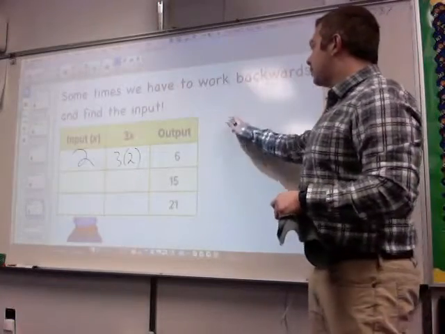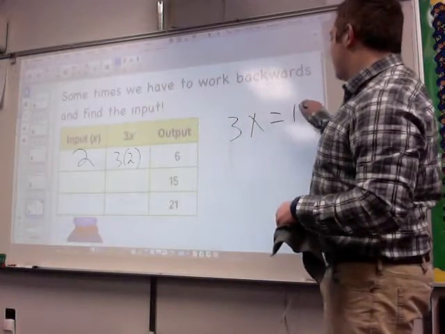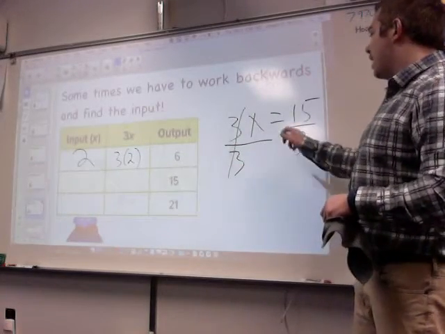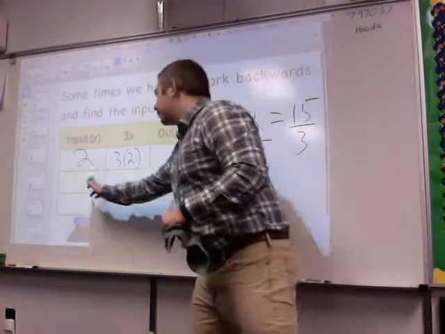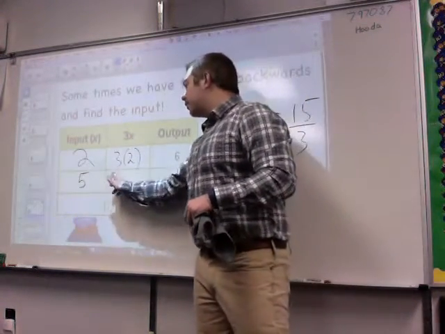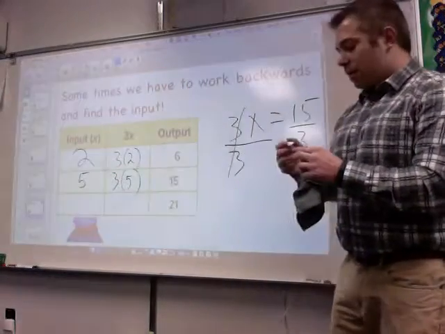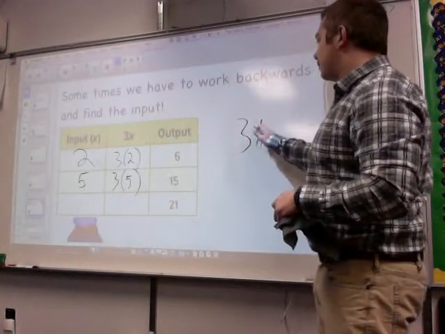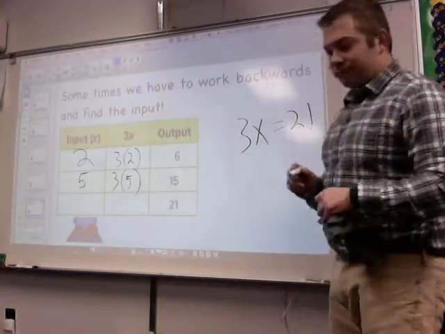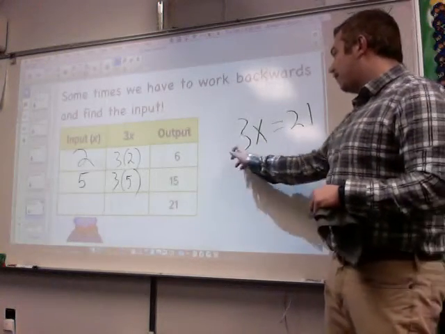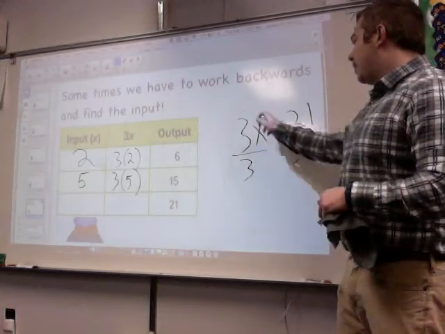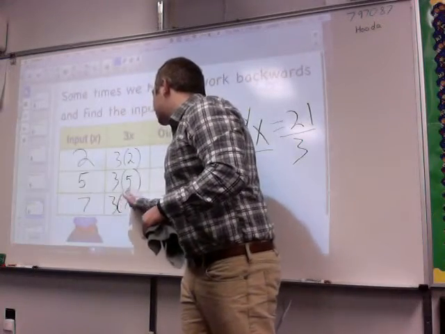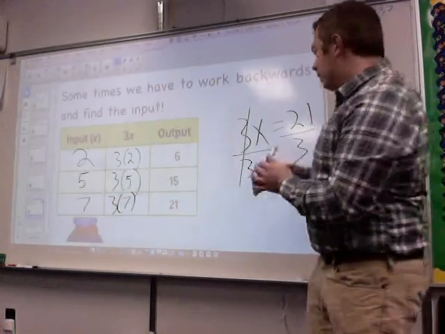So I have 3x equals 15 this time. Well, I'm going to divide both sides by 3, and I'm going to get x equals 5. My input is 5, so it's really 3 times 5. All right, and my last one is 3x equals 21. Same thing, I have to get x by itself, divide by 3, cancels out, x will equal 7. So this was really 3 times 7 will equal 21. All right?